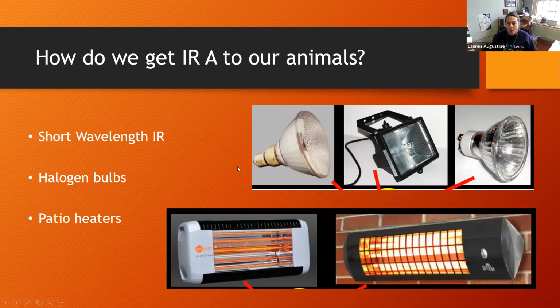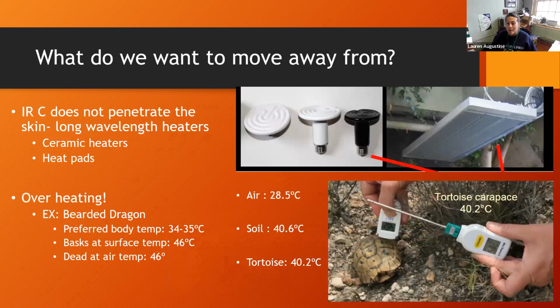And then remembering how we're going to get it. What we want are those short wavelengths, like I said, and the two best ways to do that are patio heaters and halogen light bulbs. Several of these have been tested, but the goal is to get the best possible heat to our animals. Patio heaters and halogen light bulbs are currently what is recommended. What do we want to move away from? We want to move away from longer wavelength heaters, such as ceramic heat emitters, which are highly popular in the reptile field, and heat pads that only provide IRC.